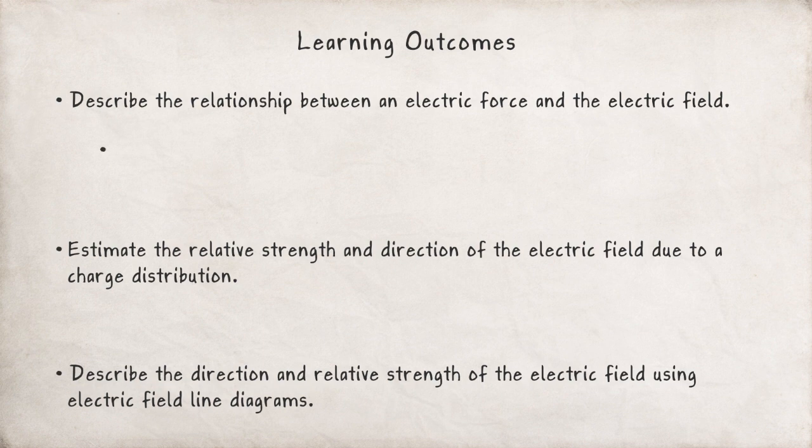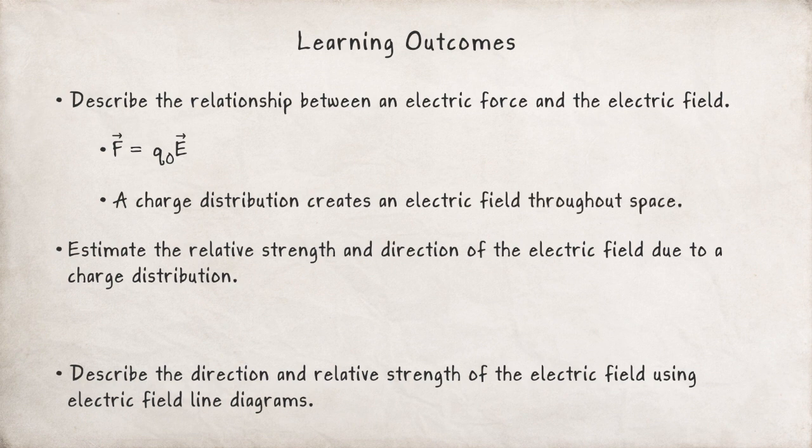You now know that the force exerted on a charged particle by an electric field is equal to the charge times the electric field, and that the electric field due to a distribution of charges exists throughout space, even in locations that don't contain any charge. We've also seen that the electric field due to several charges is equal to the vector sum of the individual electric fields produced by each charge.